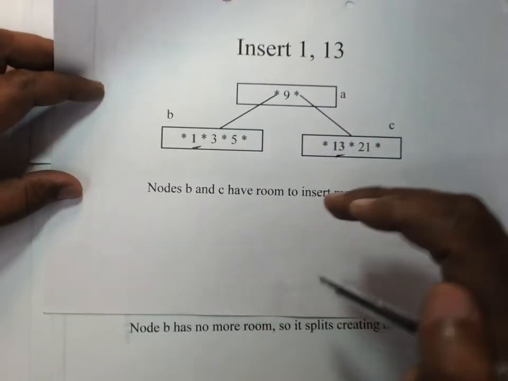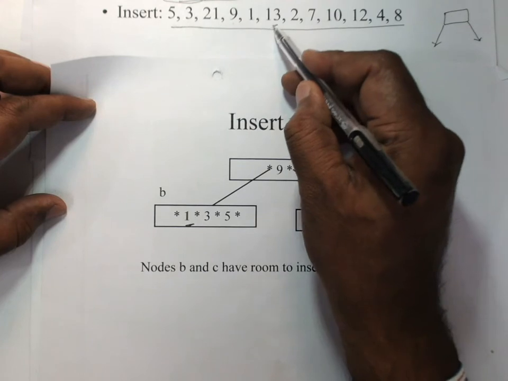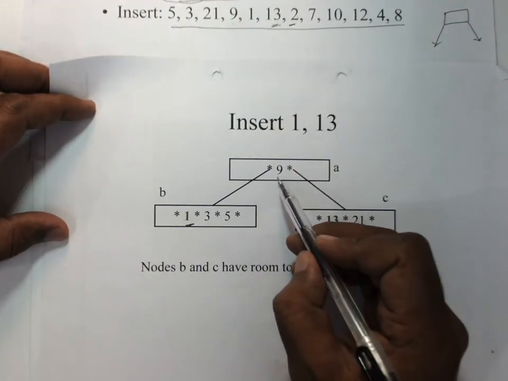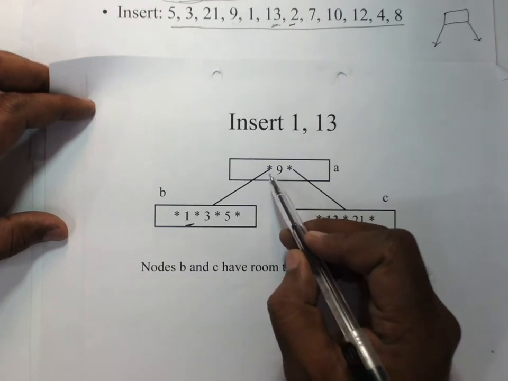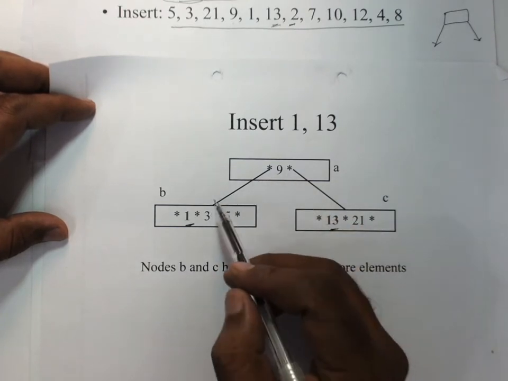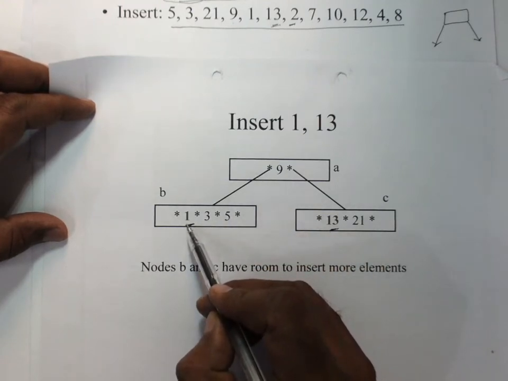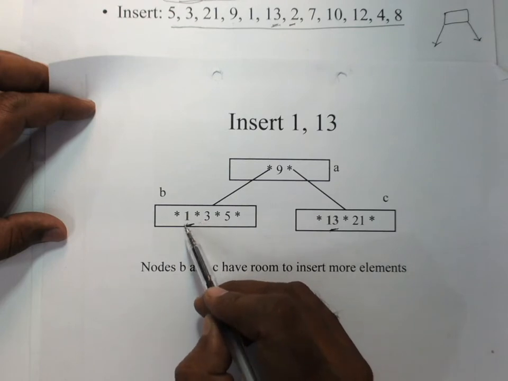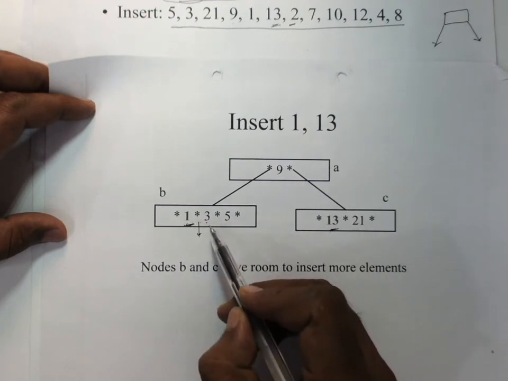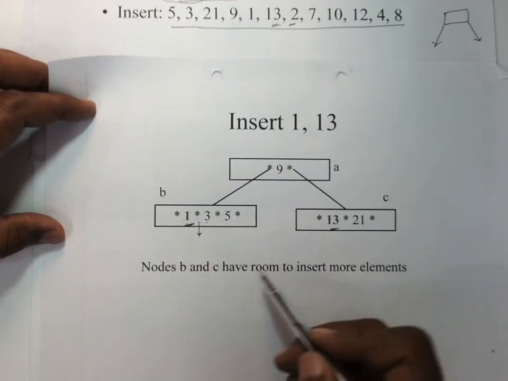So when you want to insert 2 after 13, compare 2 with the root node and move to the left side, because 2 is less than 9. Move to the left side and compare with 1: 2 is greater than 1 and less than 3. So it lies between these two, but there is no space available.